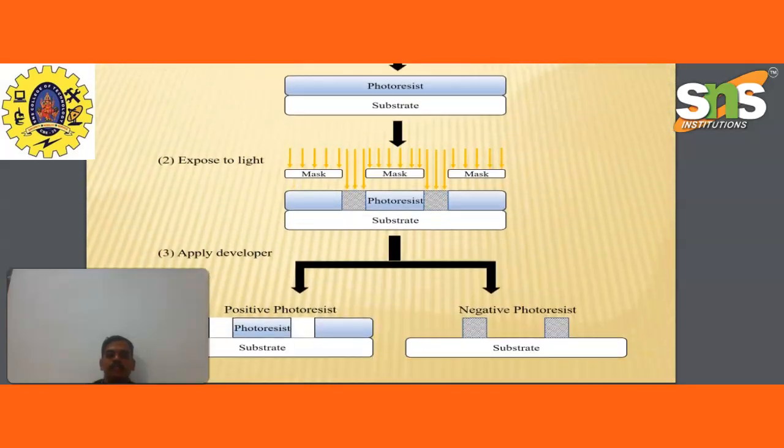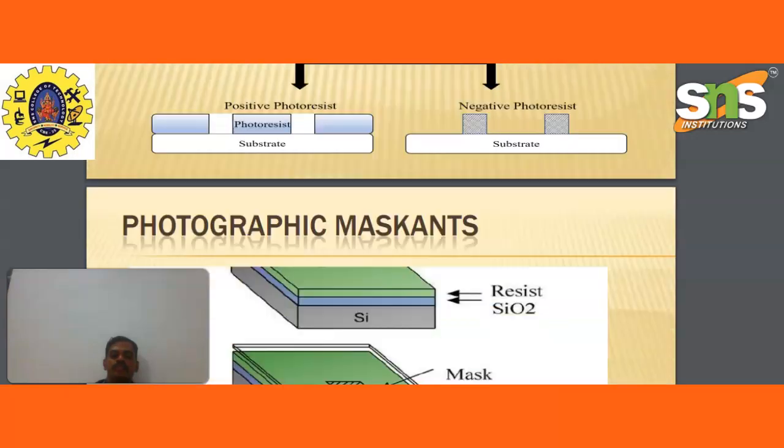There are two types of photoresist. The first one is positive photoresist, the second is negative photoresist. These are the substrates, positive and negative substrates, in two columns. Apply the developer on the positive and negative photoresist, exposed to light on the mask's photoresist substrate.